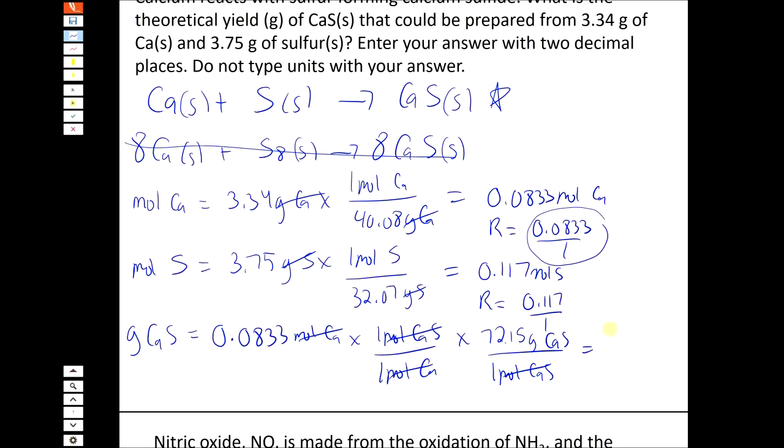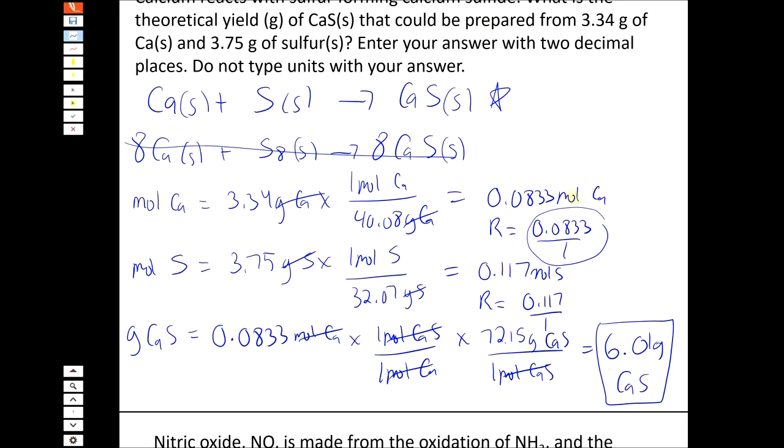So I got 6.01. They want 2 decimal places, so we write it as 6.01 grams of calcium sulfide. Of course, when just entering the number into Blackboard, we don't want to include units or labels, but that's the number, 6.01. All right, so that's how we would do a typical limiting reactant problem.